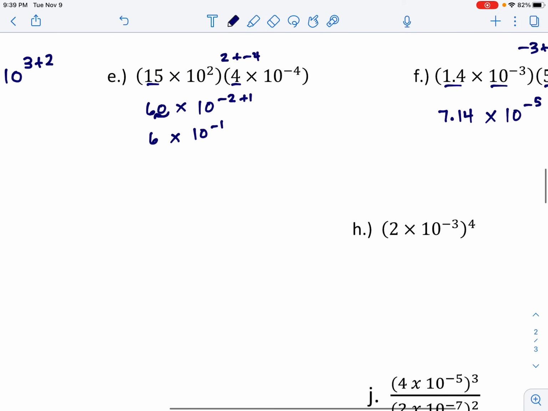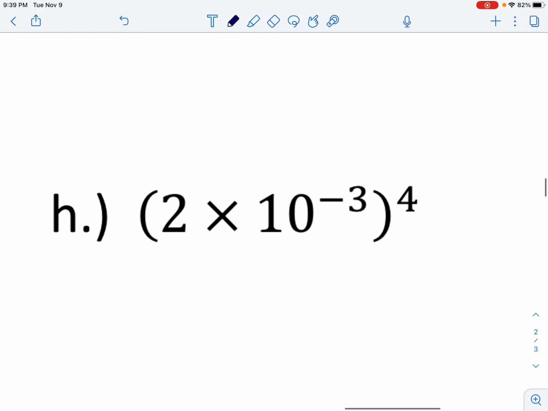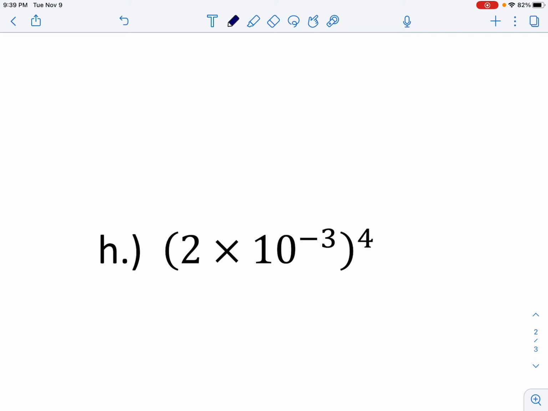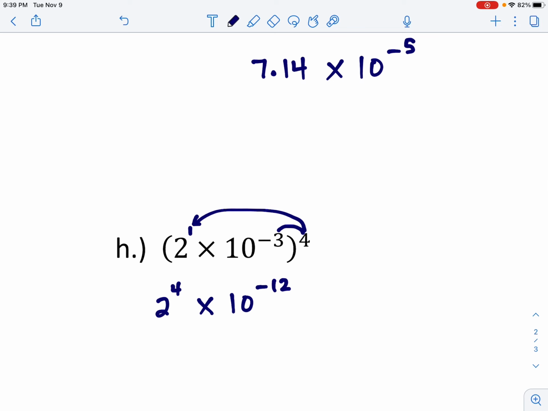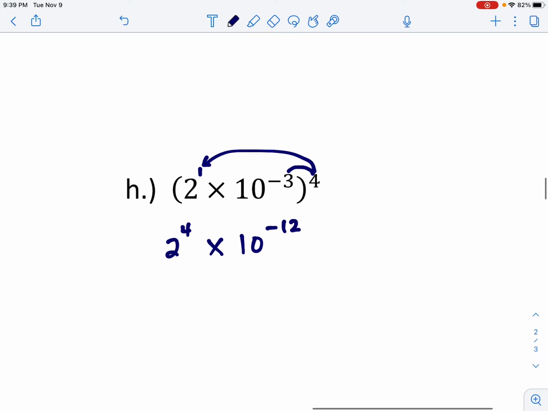Okay, and then this one. We have 4, remember 2 to the first power, so we're going to put our 4 to the first power, so 2 to the 4th, times 4, or 10 to the negative 12th power. So it's negative 3 times 4 is negative 12. Evaluate 2 to the 4th. So 2 to the 4th is 16 times 10 to the negative 12.